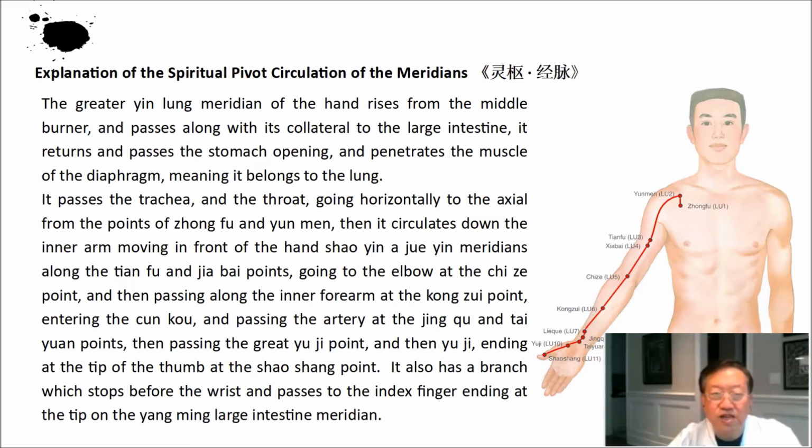It also has a branch which stops before the wrist and passes to the index finger, ending at the tip of the Yangming large intestine meridian.